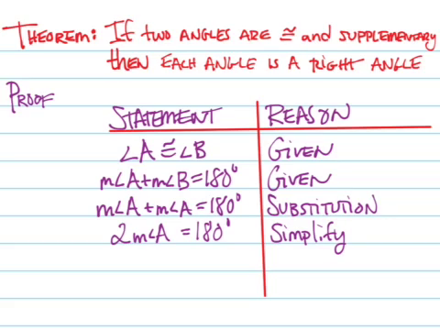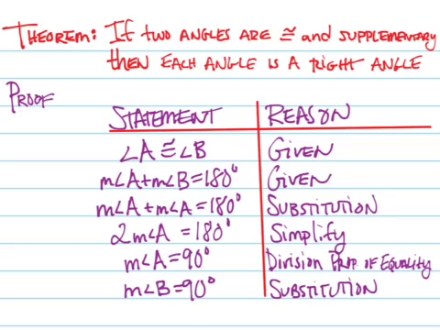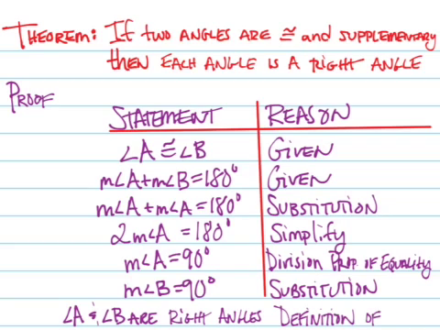What allows me to get to 1 measure of angle A? Divide. And what property do we have? Division property of equality. I can divide by the same quantity on both sides. So if the measure of angle A is 90 degrees, what can you conclude about angle A? It's a right angle. You can also conclude the same about measure of angle B. And these are right angles. And the reason is that's the definition of a right angle: an angle that has a measure of 90 degrees.